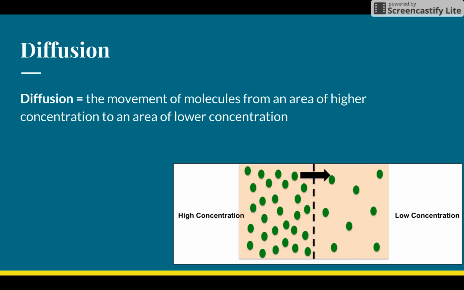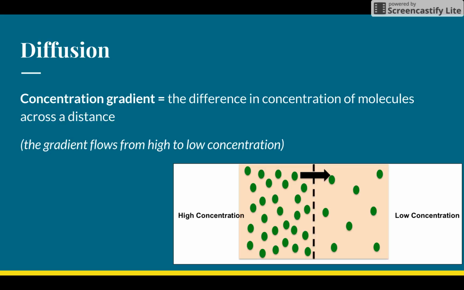First is diffusion. So diffusion is simply the movement of molecules from an area of higher concentration to an area of lower concentration. So you can see in this image here that we have a higher concentration here. We have more molecules and a lower concentration here. And the molecules are simply going to move from the higher to the lower concentration. This is diffusion.